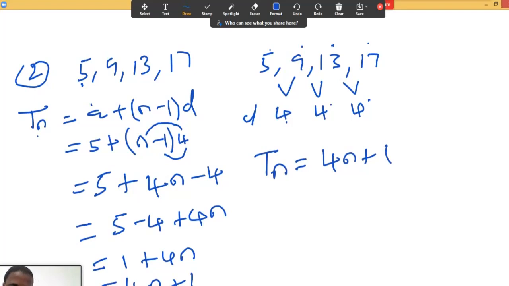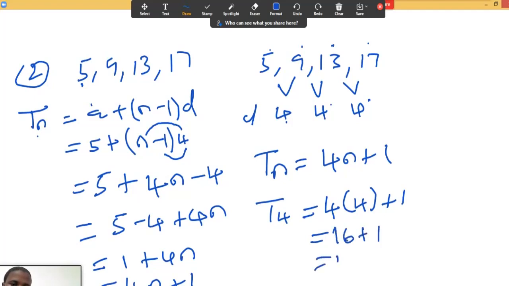Let's find term 4 to test it. T4 is equal to 4 into 4 plus 1. 4 times 4 is 16, plus 1, which is 17. You can find the rest of the terms using the same approach.